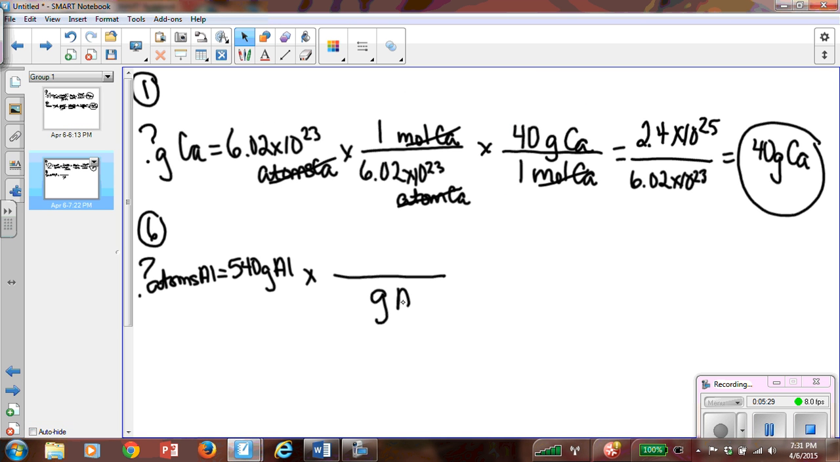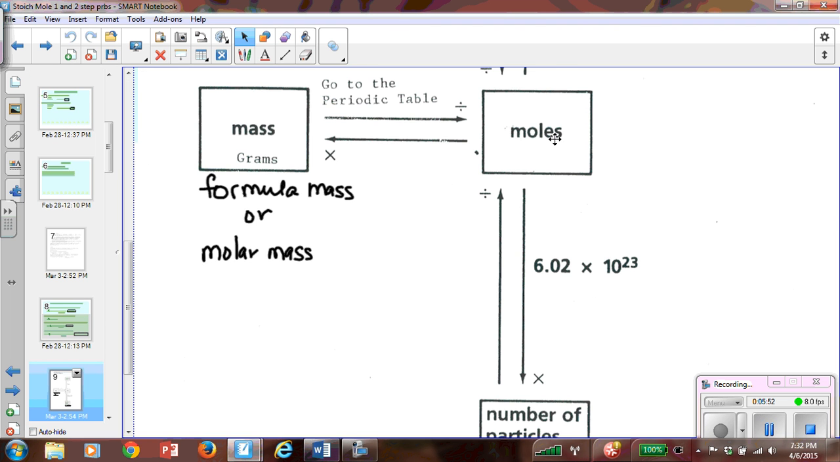So grams of aluminum will go in the bottom. Moles of aluminum will go in the top. Since both of these substances are the same, I have 1 mole. And I look up the mass of aluminum on the periodic table, rounded to the nearest whole number, which is 27. That's my first step. My second step is going from moles to your number of atoms or particles using Avogadro's number.